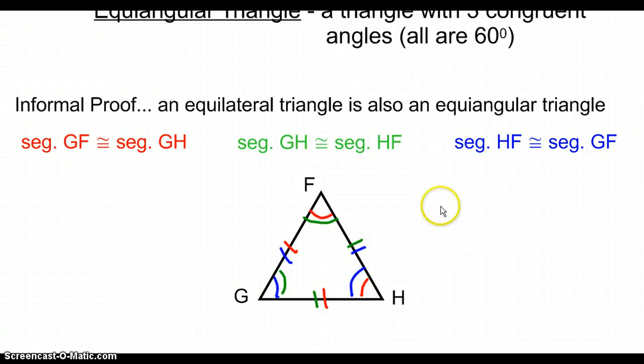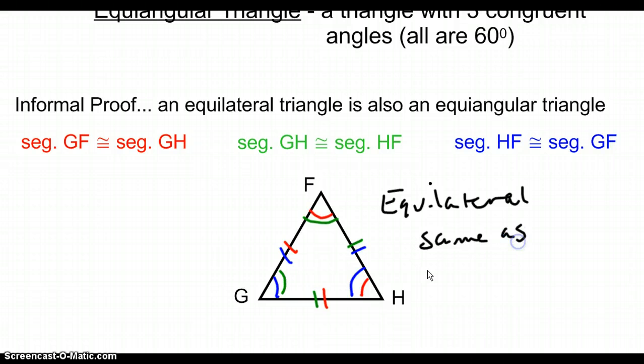Therefore, we see that all three angles are congruent to one another and all three sides are congruent to one another, so an equilateral triangle is going to be the same as an equiangular triangle. So anytime you know that all three sides are the same, all three angles are the same.